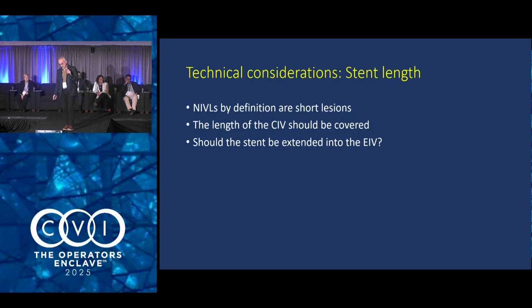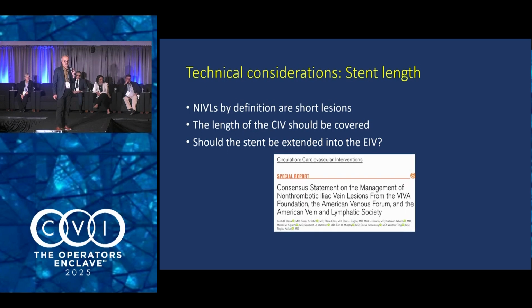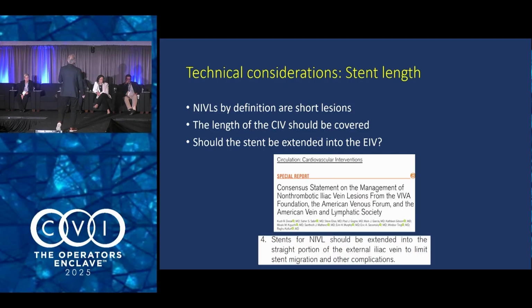Now, this is my pet peeve. May-Thurner lesions, by definition, are short lesions. The length of the common iliac vein obviously should be covered, but should the stent extend into the external iliac vein? A lot of our colleagues, most of whom are my friends and whom I respect highly, wrote this paper that says we should extend the stent in the May-Thurner patients, who are non-thrombotic patients, into the external iliac vein. I completely disagree with that.